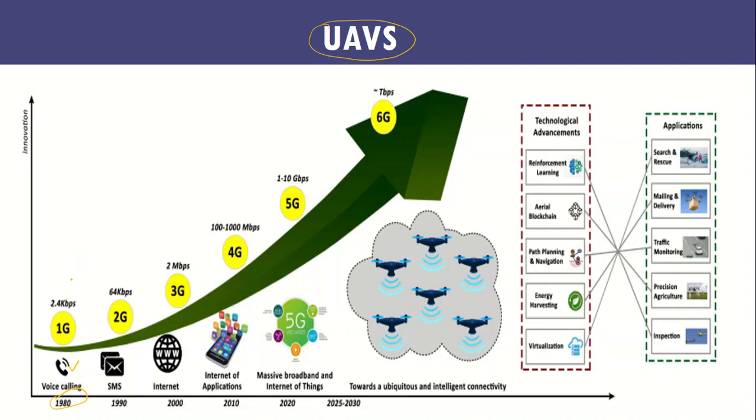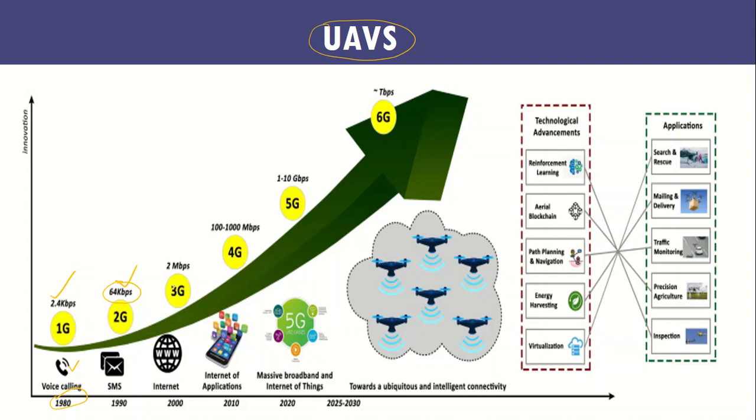Only the AMPS system, the analog mobile phone system, was used at that time in 1G. Then the 2G system was used from 1990 to 2000, and in 2G there was the facility of sending and receiving SMS services from transmitter to receiver. The data rate for 2G was 64 kilobytes per second.